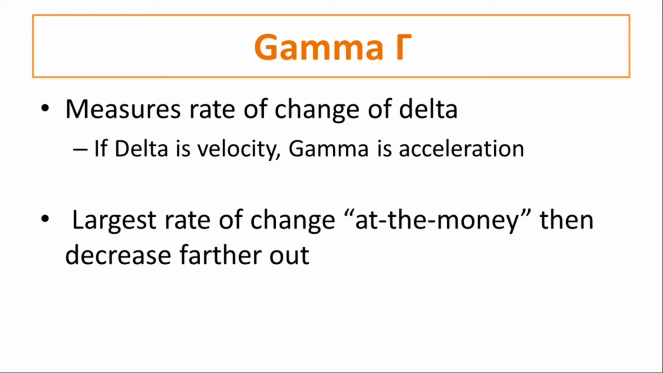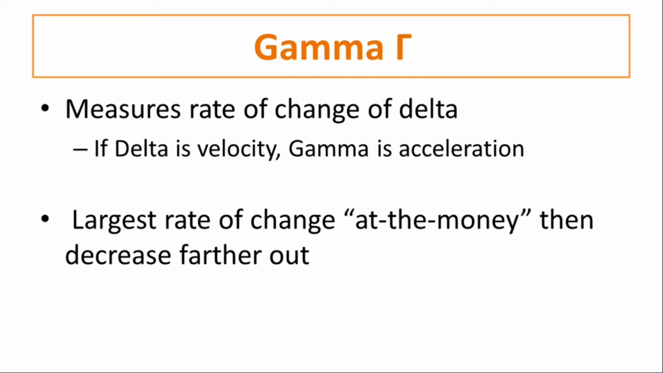Gamma measures the rate of change of delta. In other words, if delta is velocity or speed, then gamma is the acceleration. Personally, I don't really use this in my daily option trading because one, it's already kind of represented in delta. Two, it's just too much information, especially for short-term trading.